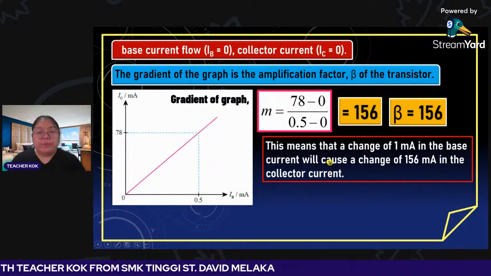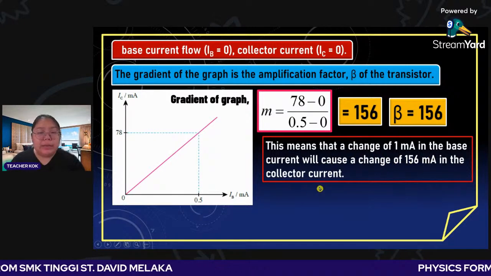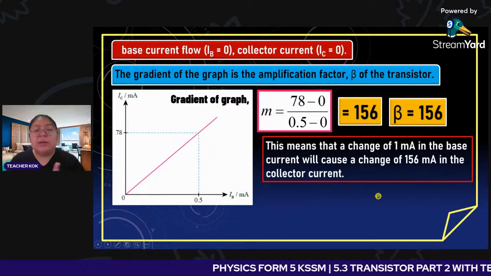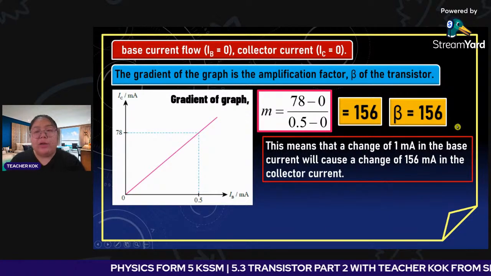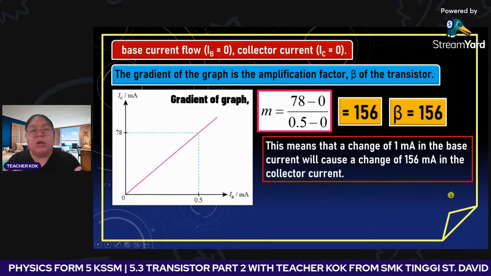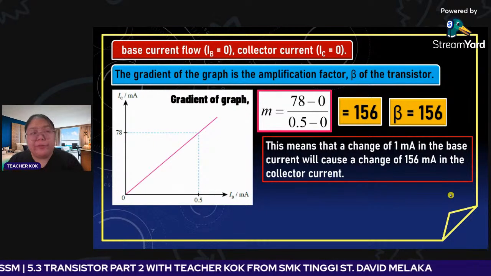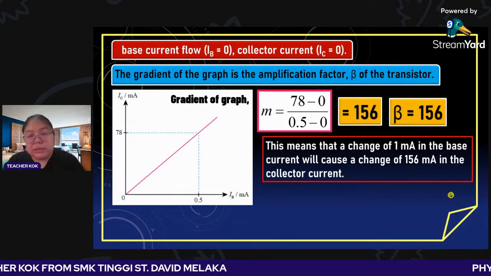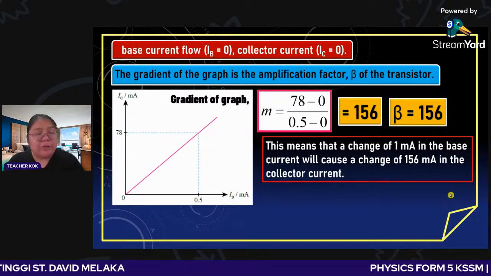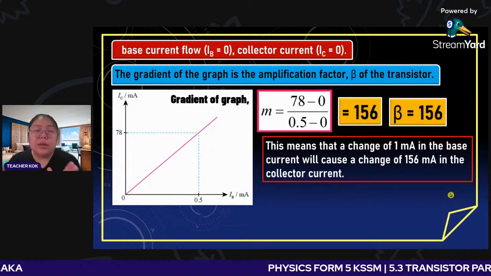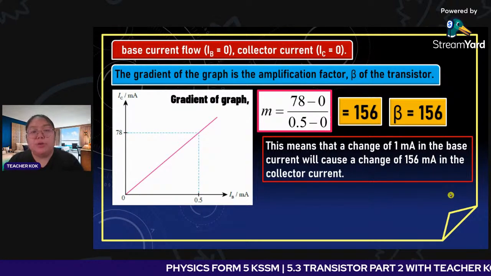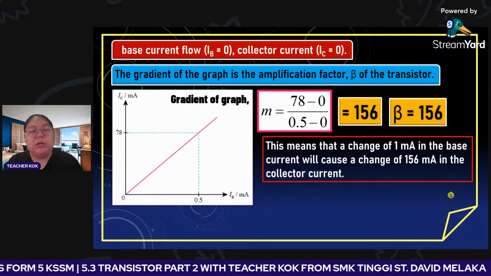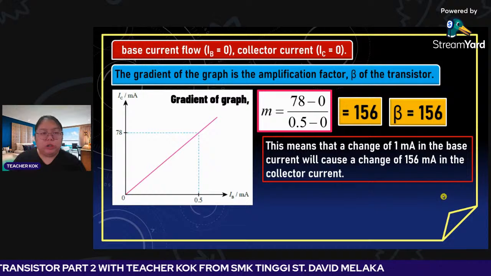So this means what? A change of 1 milliampere in the base current will cause 156 milliampere in the collector current. So if you get 156, it means the collector current is 156 times bigger. If I say the base current is 1 milliampere, it means your collector current is 156 milliampere. You do this calculation because you want to find how many times bigger it is. Okay, so we continue to the next part.